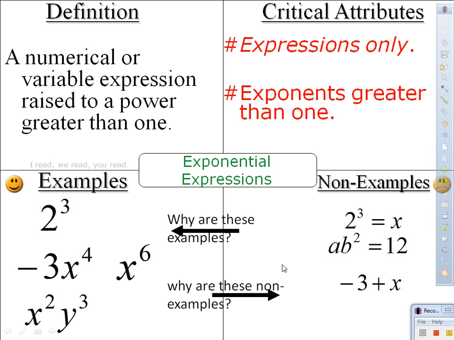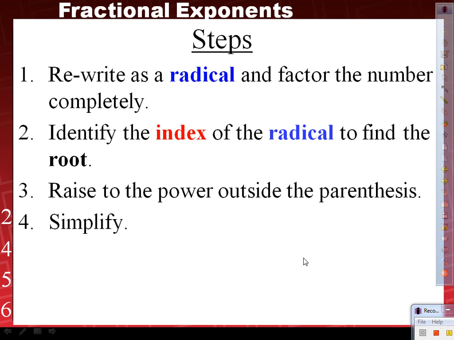Something like this. A numerical or variable expression raised to a power greater than 1. One example, and a hashtag. All right? Yesterday we took steps.